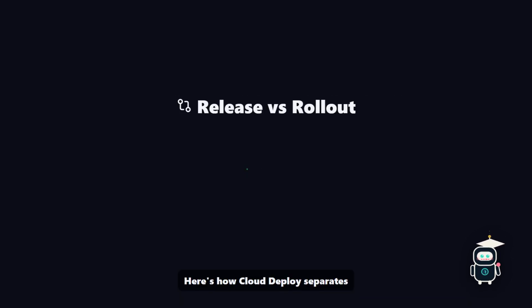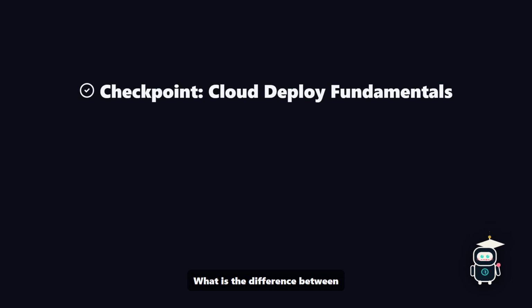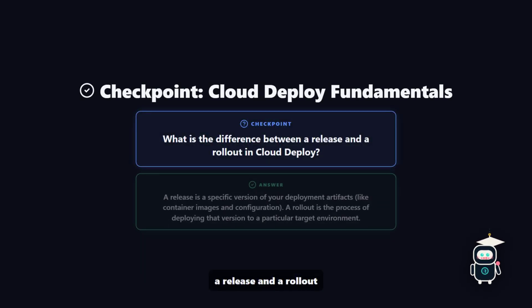Here's how Cloud Deploy separates concerns. A release is a specific version of your deployment artifacts, like a container image and configuration. A rollout is the process of deploying that version to a particular target environment, such as your staging GKE cluster. This decoupling lets you verify a release once and then promote it through dev, staging, and prod without rebuilding. What is the difference between a release and a rollout in Cloud Deploy?